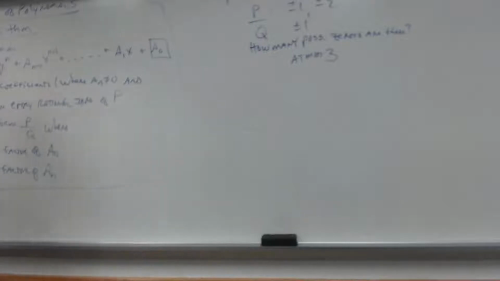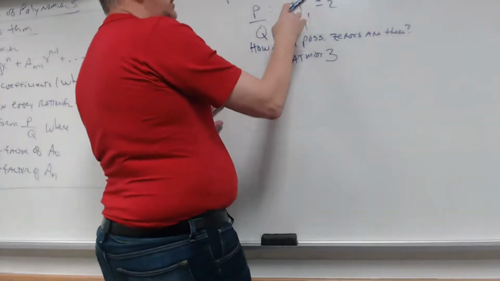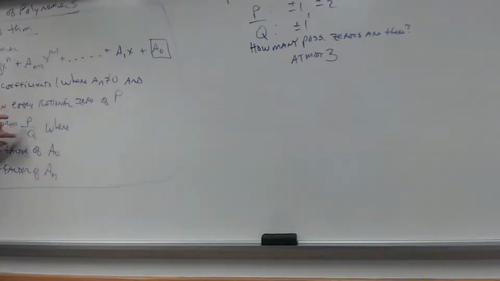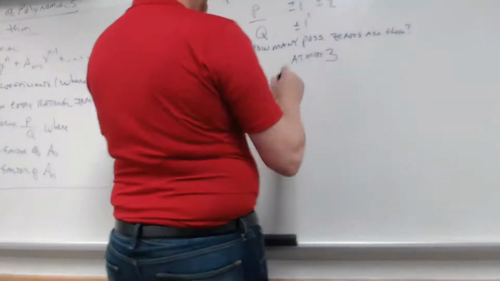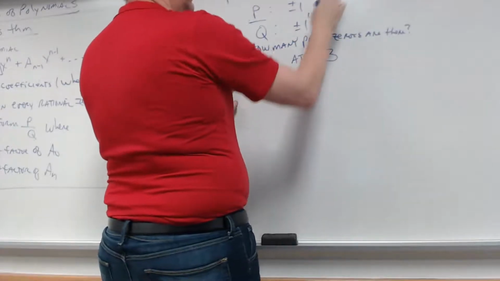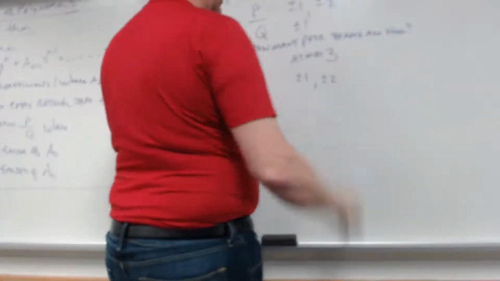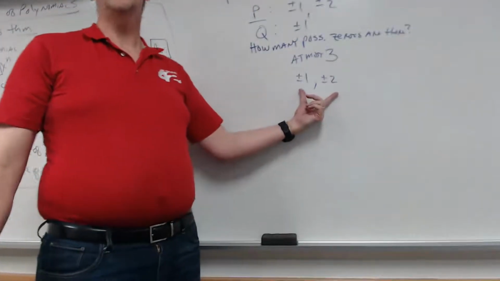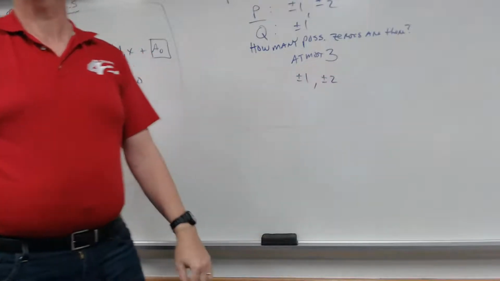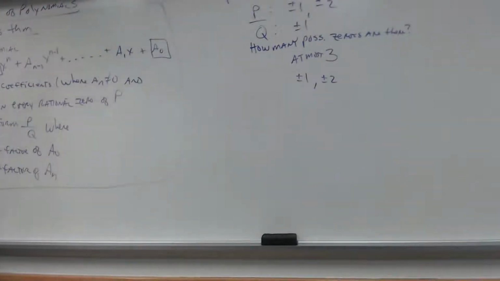So the idea with the rational zeros theorem is basically I'm going to take every possible combination of p divided by q. So all of the possible combinations are going to be plus or minus 1 divided by plus or minus 1, and plus or minus 2 divided by plus or minus 1. Okay? So actually, in this case, I've got 4 possibilities. I know I'm going to have at most 3, so at least one of these is not going to work. Does that make sense? So we're just going to guess.